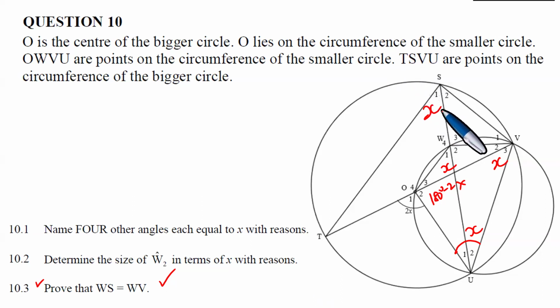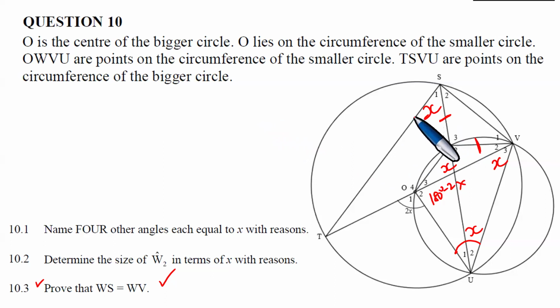The only place I managed to reach, sir, is the point that W2 is an exterior angle of triangle SVW, and I know that S2 plus V1 and 2 is equal to W2.